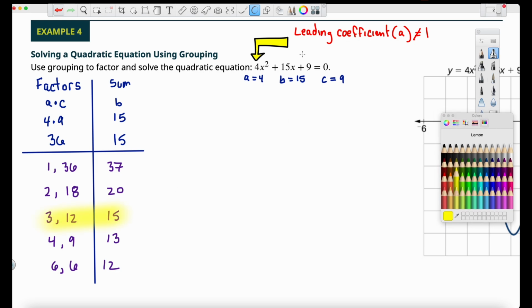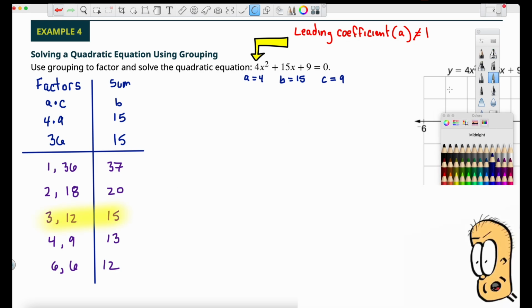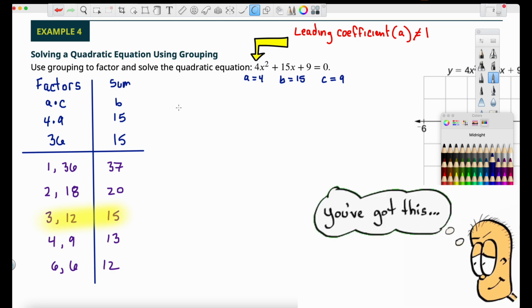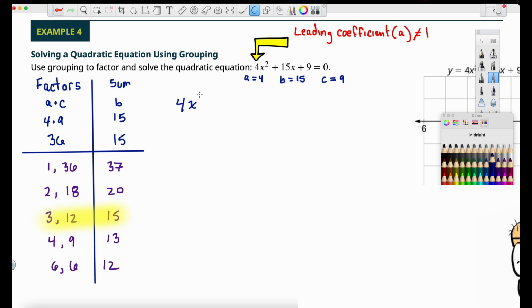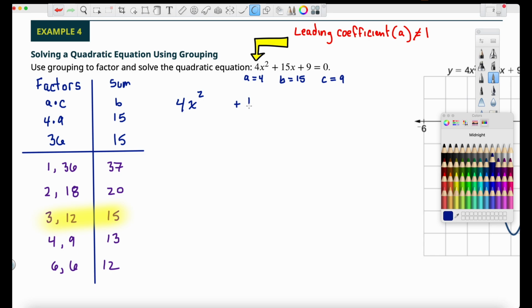Now we are going to take the original trinomial and split it up. I'm just going to rewrite it here and leave some space in the middle. We need to rewrite the 15x as the 3x and the 12x. So I'm going to write 12x first because I know that the 4 and the 12 have a common factor. And then the 3x and the 9. And I know the 3 and the 9 have a common factor.